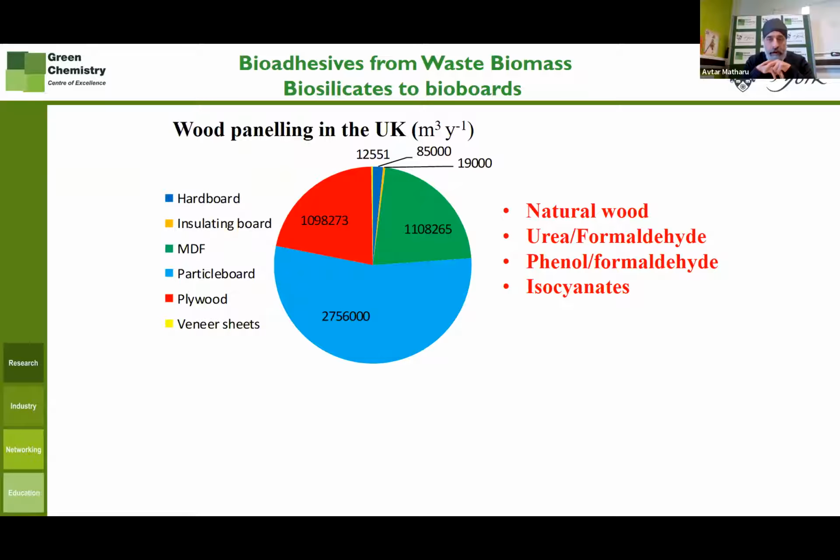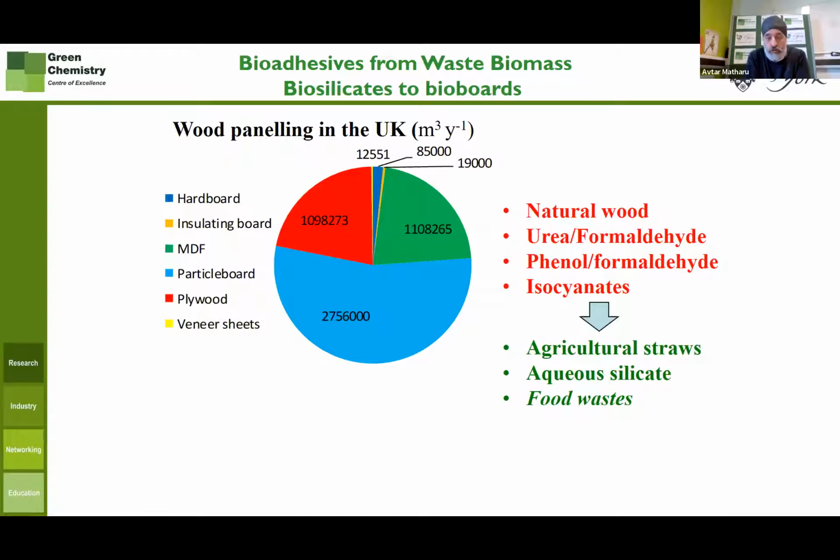So we've got urea formaldehyde, phenol formaldehyde, and isocyanates. They're okay when they're cured, but it's when they're not cured that they tend to volatilize out into the atmosphere. And as Nicola mentioned, that formaldehyde certainly is a carcinogen, so we need to prevent that. So what's our solution? Our solution is to use agricultural straws.